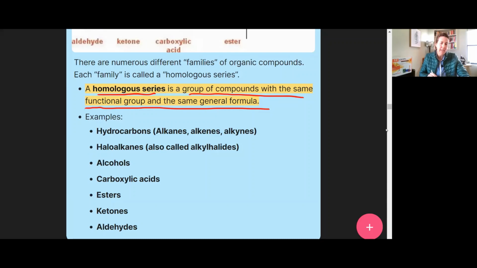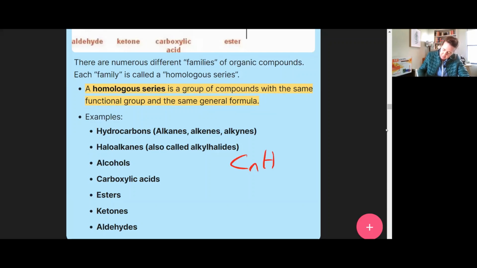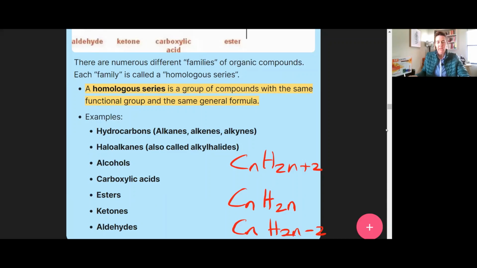So an example of a homologous series would be either CnH2n plus 2, or CnH2n, or CnH2n minus 2. As you can see, as we go down these patterns from the one down to the other, they have 2 less hydrogens every time.